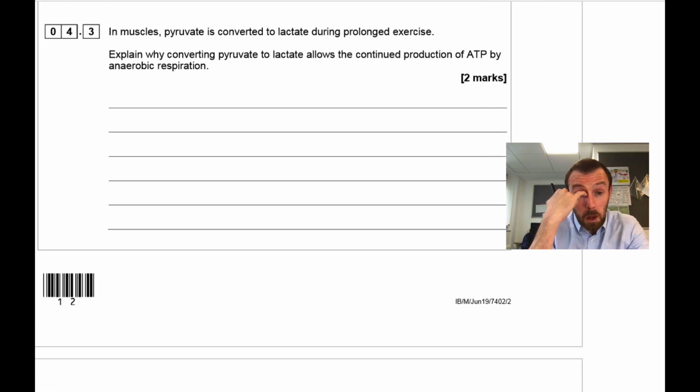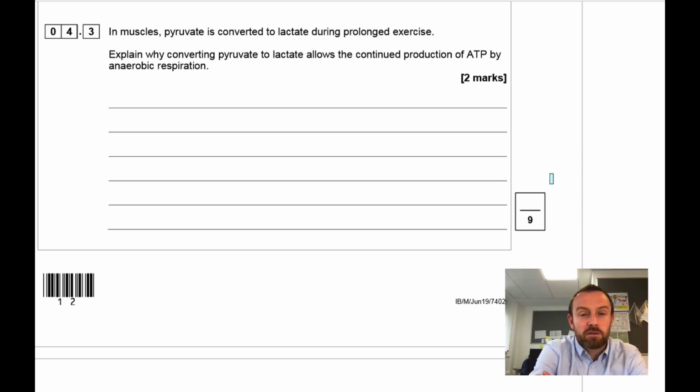In muscles, pyruvate is converted to lactate during prolonged exercise. Explain why converting pyruvate to lactate allows the continued production of ATP by anaerobic respiration. Okay, so when we convert pyruvate into lactate, we are reducing pyruvate into lactate. So we're adding hydrogen atoms to pyruvate to produce lactate.